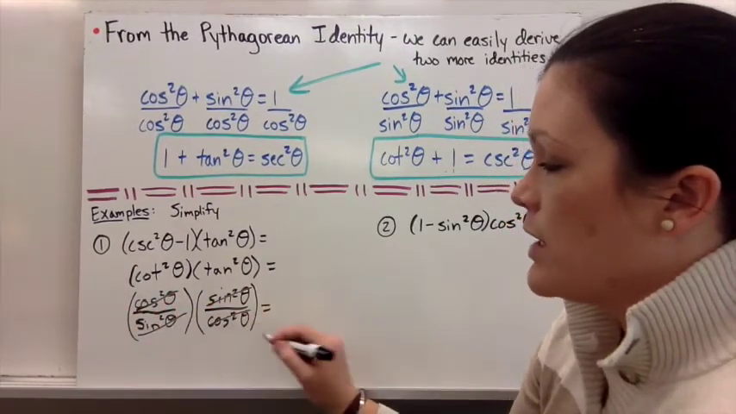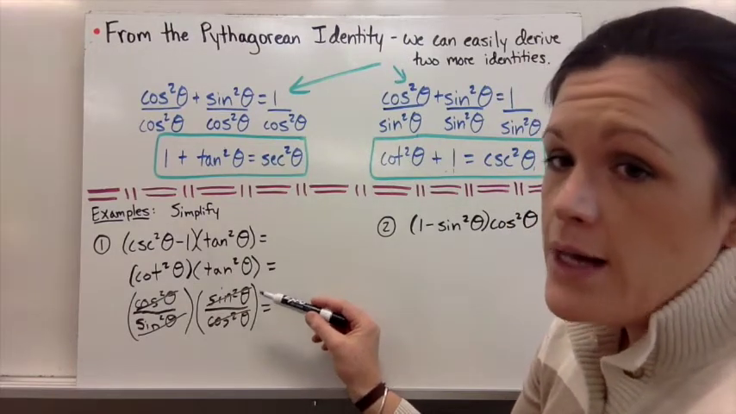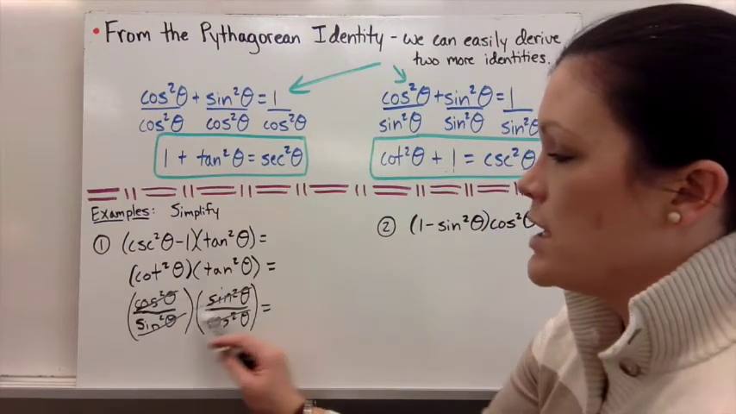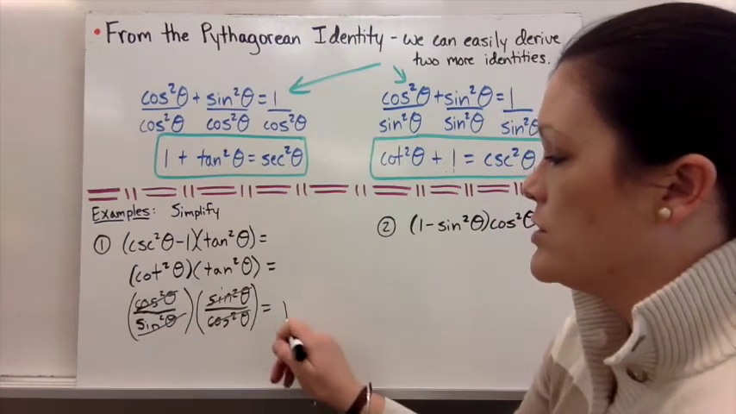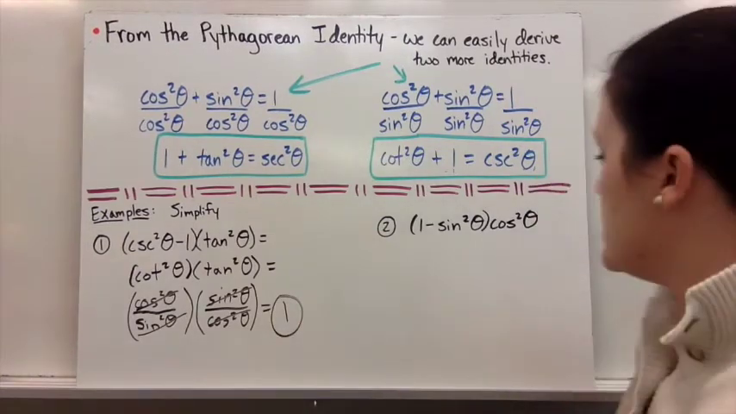and cosine squared would cancel out. So it really ends up being equal to 1, not 0, because it ends up as cosine squared theta, sine squared theta divided by itself, which is equal to 1. So we're done with that one. Let's look at example 2.